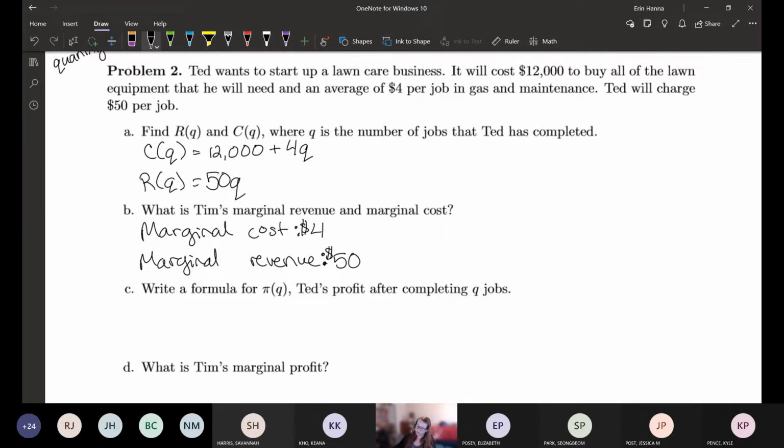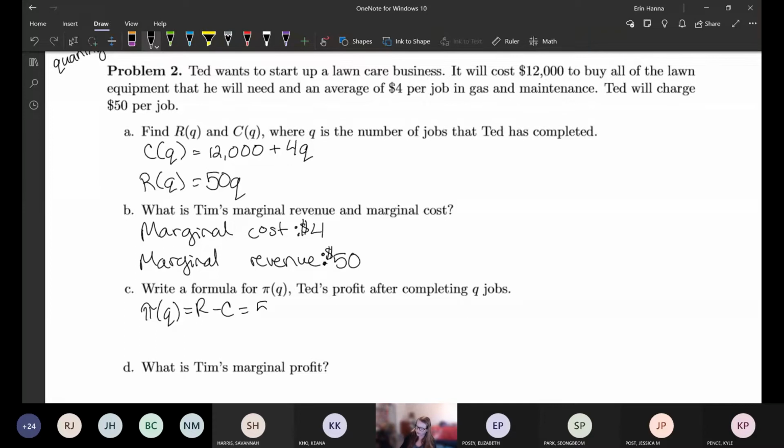Then we're tasked with finding a formula for profit. I'm going to drop the Q's for a second because they're getting a little tedious. Just in the revenue minus cost piece. So we have 12,000 plus, oh, no, that's not right. What am I doing? No. I just did it backwards.